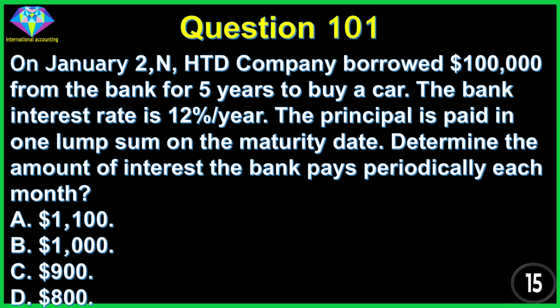On January 2, HTD Company borrowed $100,000 from the bank for 5 years to buy a car. The bank interest rate is 12% per year. The principal is paid in one lump sum on the maturity date. Determine the amount of interest the bank pays periodically each month.